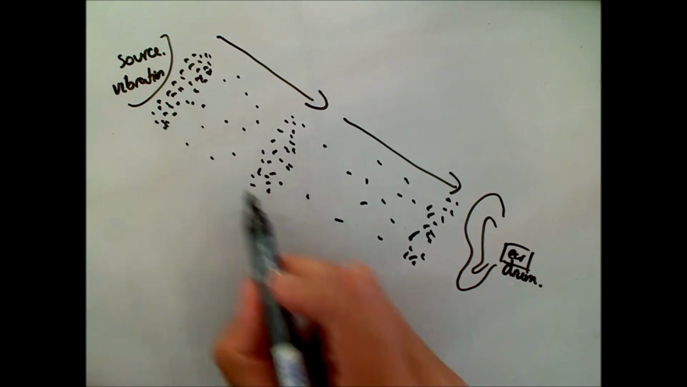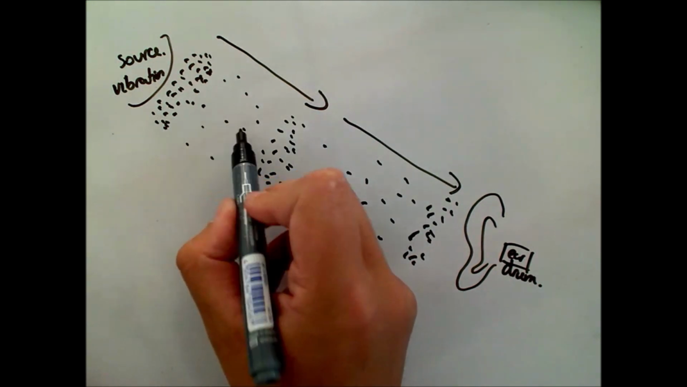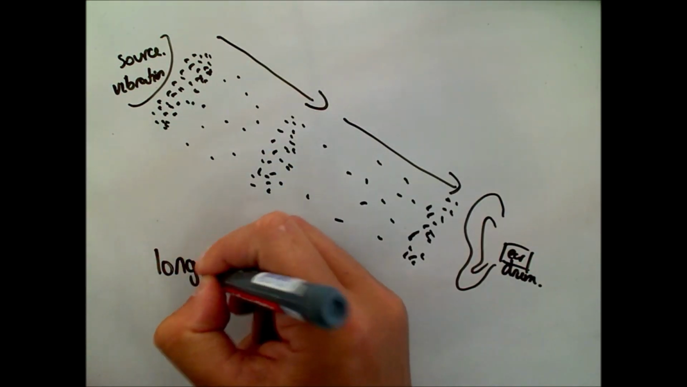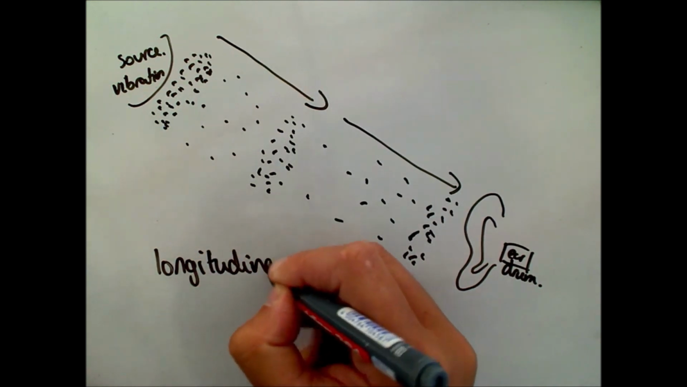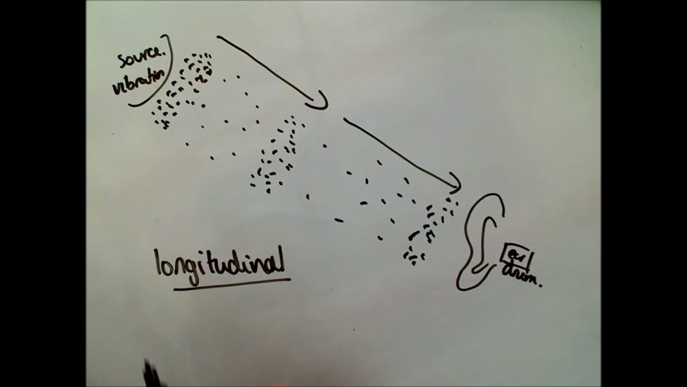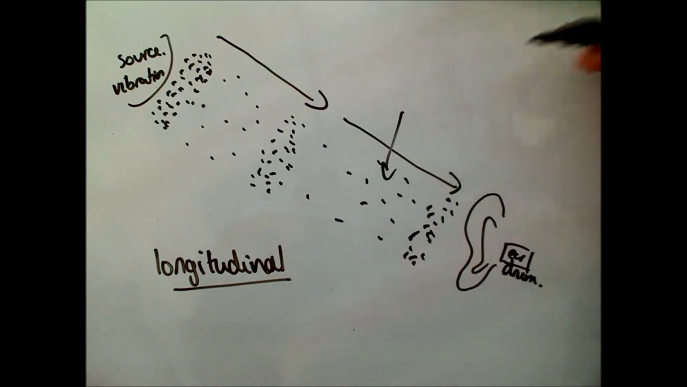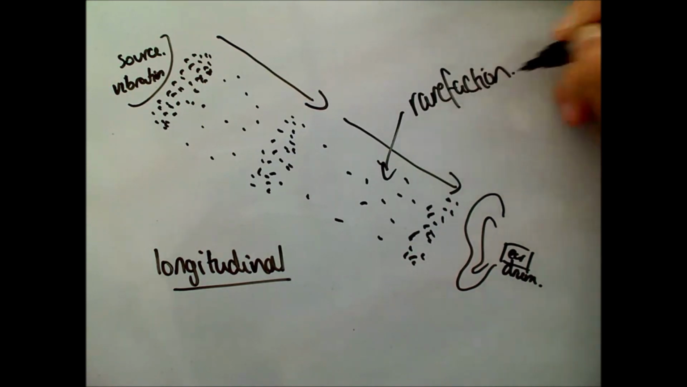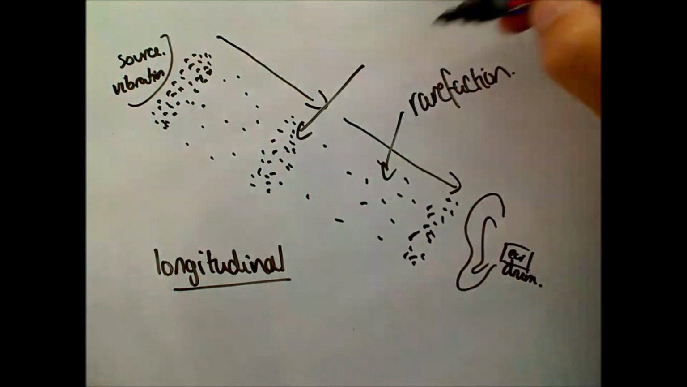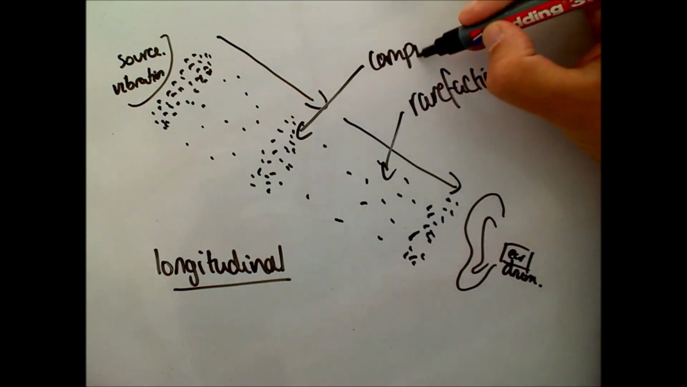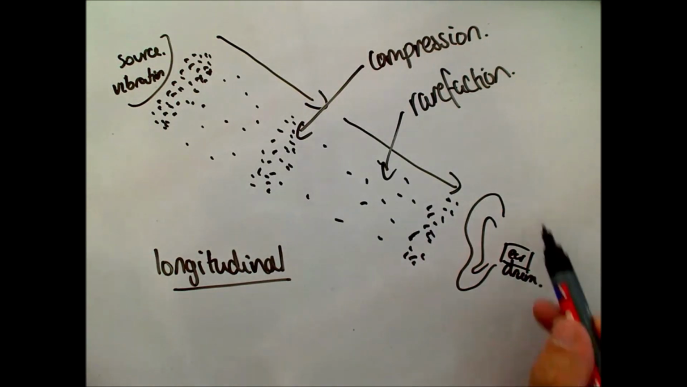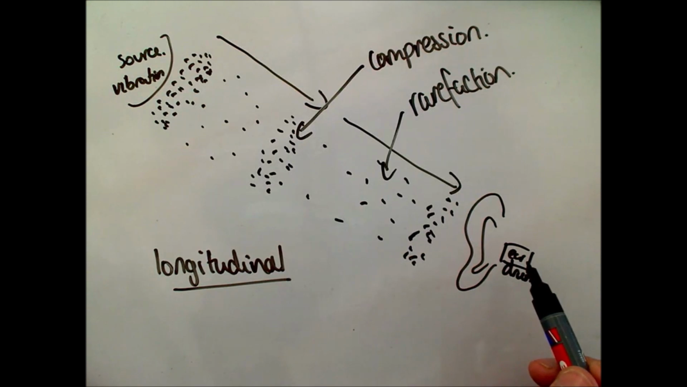Okay. Sound, as you can see, these particles are oscillating in the same direction that the wave goes, so therefore it is longitudinal. Okay, the areas of particles that are spread out, these are called rarefaction, and the parts that are compressed together are our areas of compression.